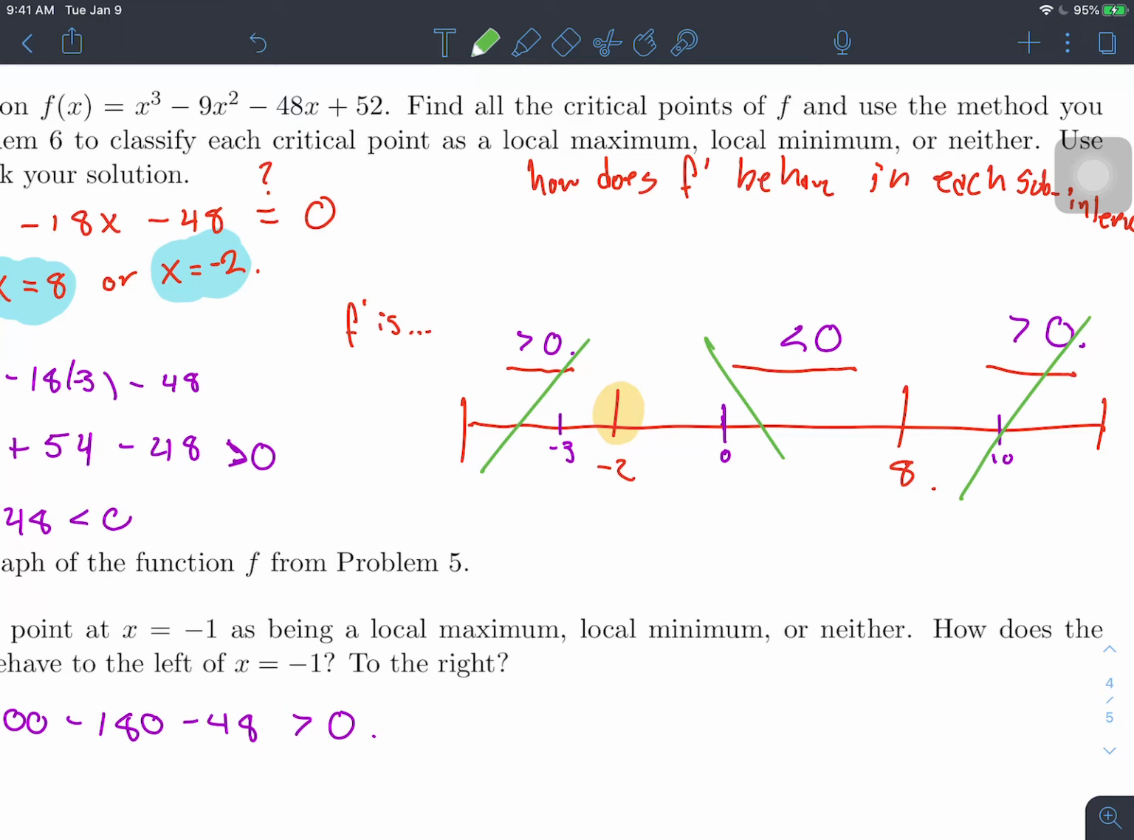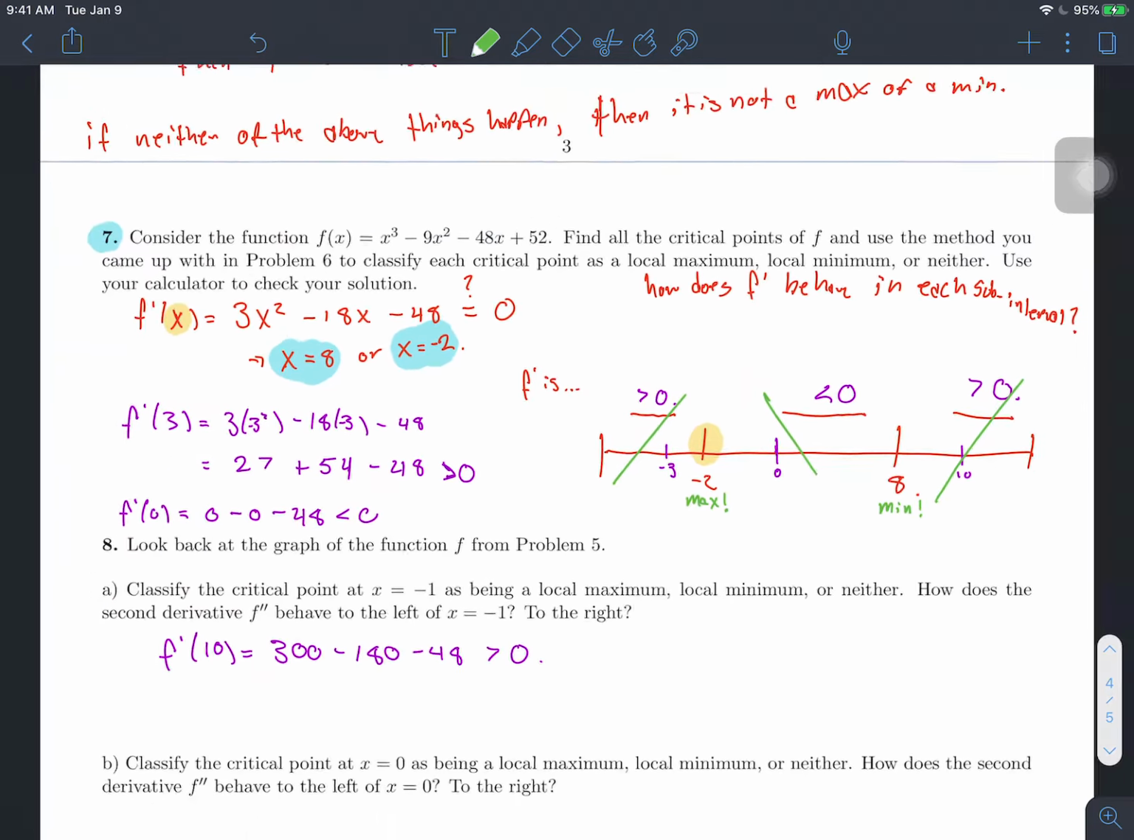So, -2, what do we think? Local min or local max, or neither? Yeah, it's going to be a local max. How about 8? Yeah, it's a local min. Very good. Okay. So we have a local max at -2 and a local min at 8. Any questions about this number line stuff?